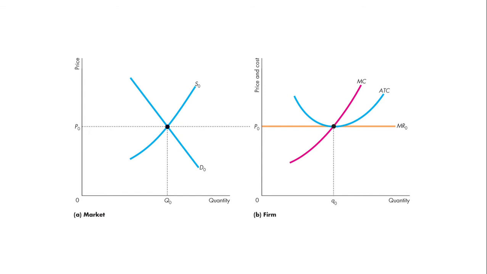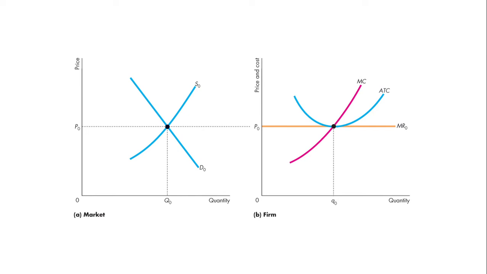So at that marginal revenue, the firm is going to produce where marginal revenue equals marginal cost. That gives us Q naught. And the ATC, the average total cost curve, intersects the marginal cost and marginal revenue curves at the same point. So the price that they're going to get, you can see here, is P naught, and then the cost per unit is going to be the same. So in this, we have zero economic profit.